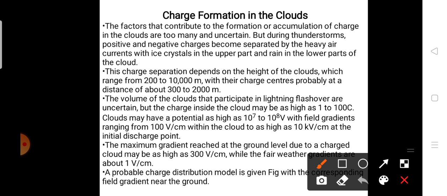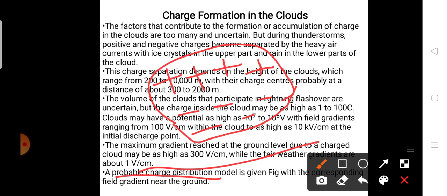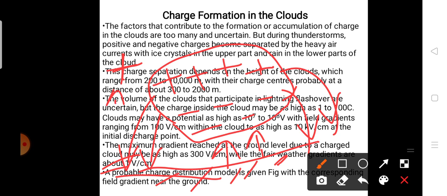This is the charge distribution model, where the topmost part of the cloud is assumed to be positively charged and the bottom portion is assumed to be negatively charged. If you have ground here, there will be distribution or transmission of charges either from cloud to cloud or from cloud to ground. So this is my field gradient at the ground. This is positive, this is negative, and this is the total field gradient.